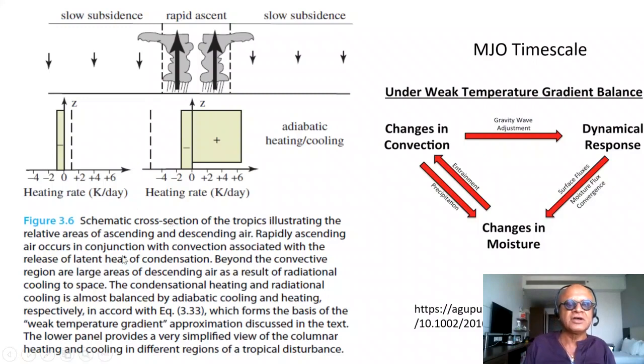To read the caption: the schematic cross-section of the tropics illustrating the relative areas of ascending and descending air. Rapidly ascending air occurs in conjunction with convection associated with the release of latent heat that we are seeing here. That's the latent heat of condensation. Beyond the convective region, there are large areas of descending air as a result of radiational cooling to space. The condensational heating and radiational cooling is almost balanced by adiabatic cooling and heating respectively.